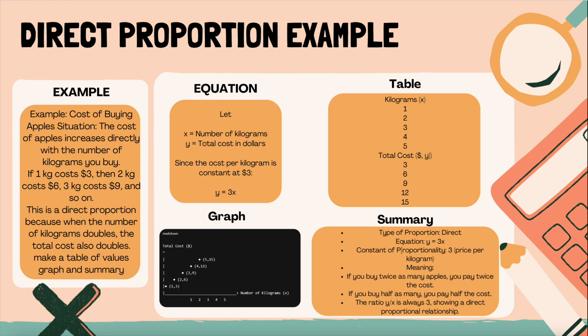The relationship can be shown by the equation y equals 3x, where y is the total cost and x is the kilograms. Here's our table and graph. You can see that as x increases, y increases at the same rate. This means when you buy twice as many apples, you pay twice the cost. That's direct proportion.